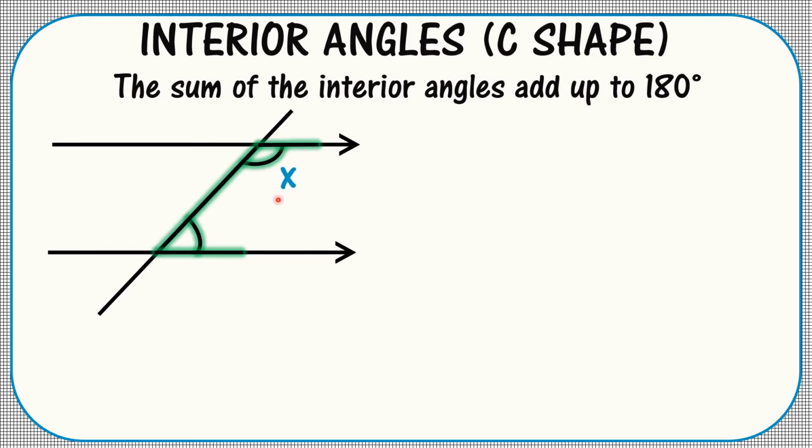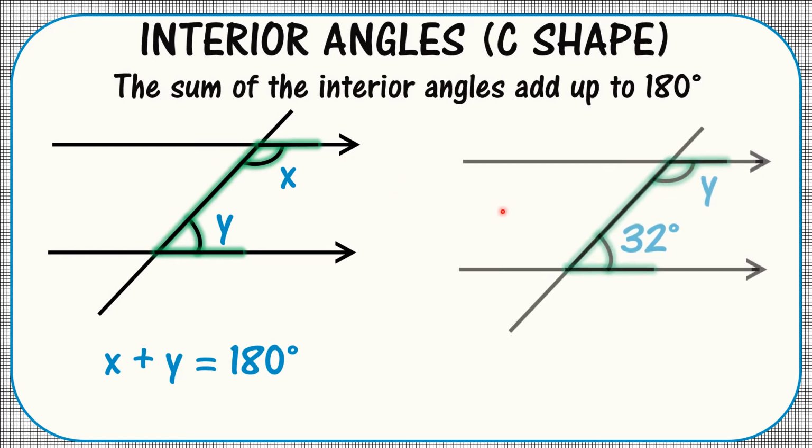So if this angle is X and this angle is Y, we are saying that X plus Y is equal to 180 degrees. The same way, this angle on the other side and this angle on the other side, again, you can create a backwards C, and these angles will also add up to 180 degrees.